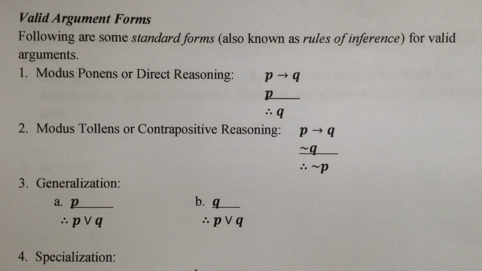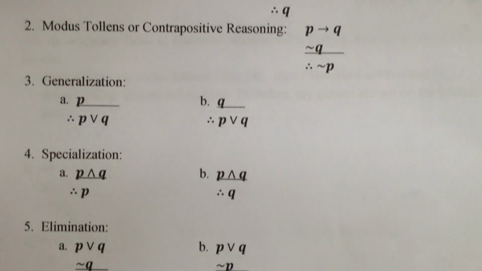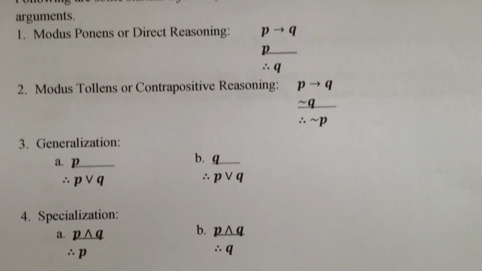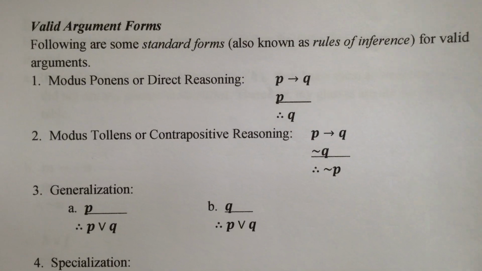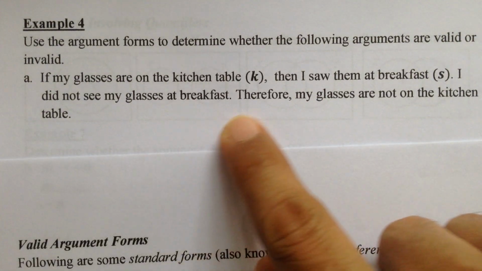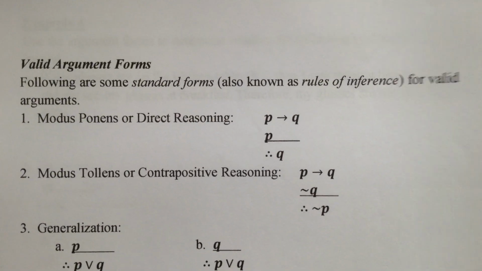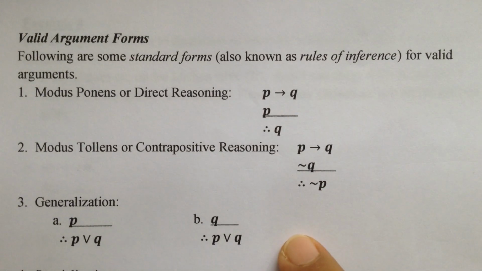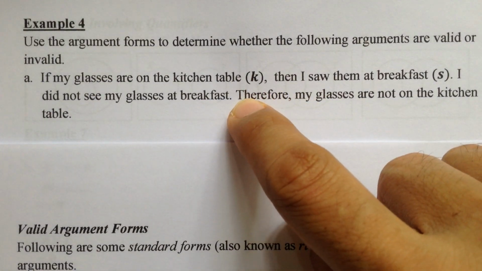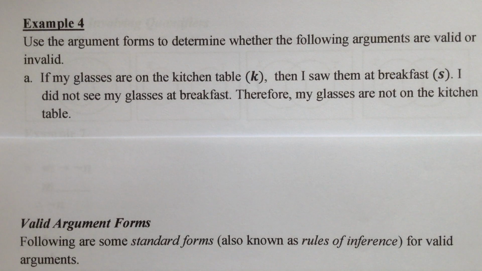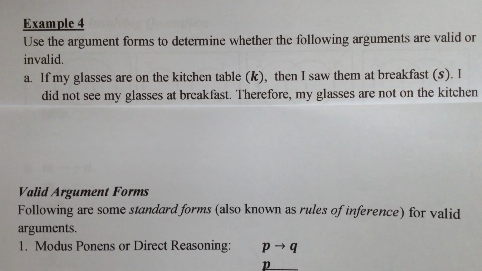Following is the list of standard forms. We actually have 6 standard forms now. How do we use these forms to determine whether the argument is valid or not valid? After writing the argument in symbolic form, you only need to compare it with the valid argument forms. If there is one valid argument form that is of similar form to your argument, then without using the truth table, you can already say that your argument is valid.